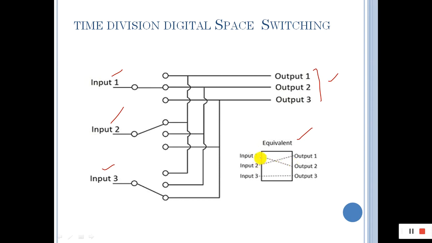output highways. Okay, so 1 may be connected to 2, 1 may be connected to this also, and similarly 3 can be connected to this one, and 2 connected to 2 and 1. So this is just like a matrix which we use in space switching.